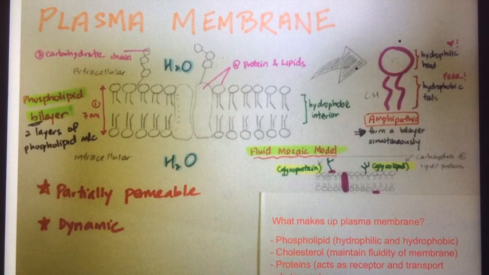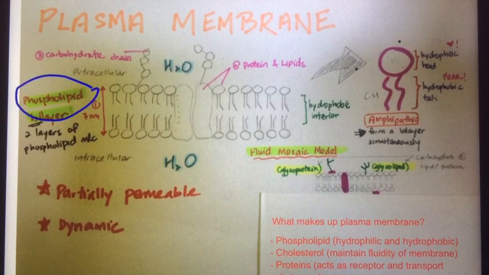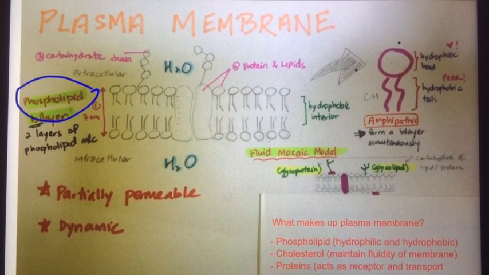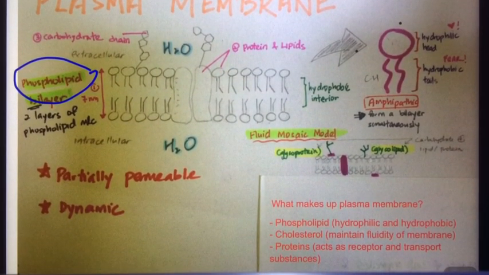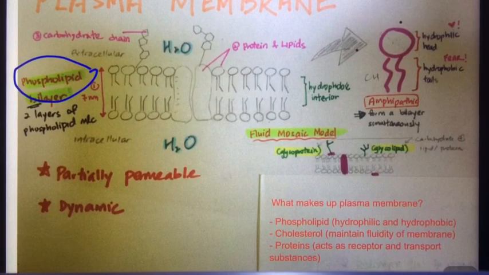As you can see here, the plasma membrane is made out of phospholipid bilayer. Bilayer means two layers of phospholipid molecules. The thickness of the phospholipid bilayer is about 7 nanometer, and it is mainly made up of protein and lipids. There are some carbohydrate chains on the surface of the cell membrane also, such as the glycoprotein and the glycolipid. Glycoprotein is the carbohydrate attached to the protein, while the glycolipid is the carbohydrate attached to the lipid.